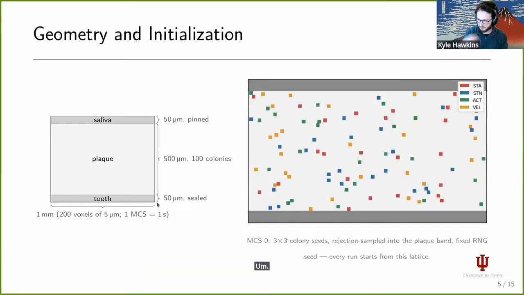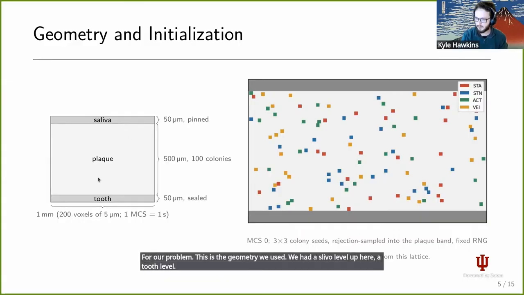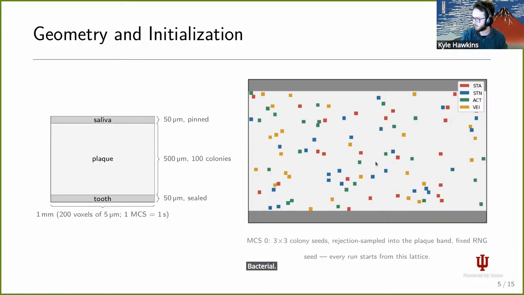For our problem, this is the geometry we used. We had a saliva level up here, a tooth level down here, and then a plaque level where Yannick was able to get a nice random initialization of all the different bacterial species inside of our lattice. So this is our geometry.